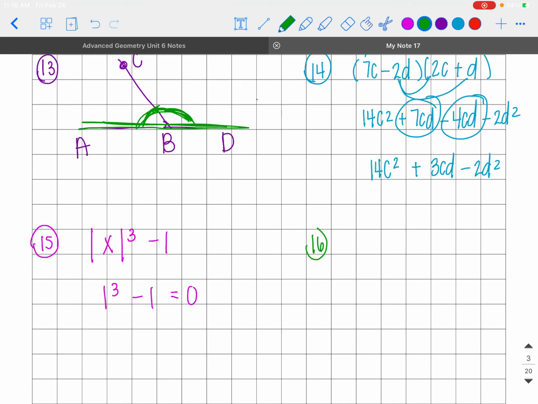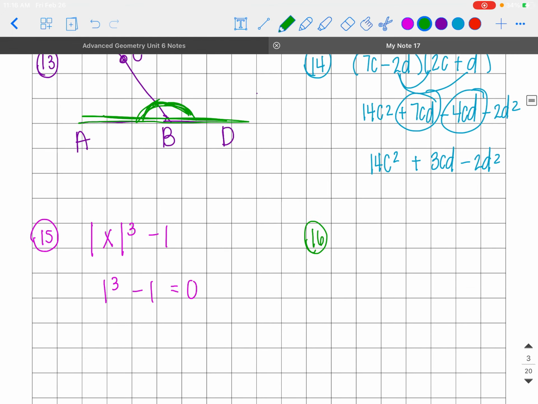Number 16. We have 24 students. 8 of them got A's. 11 got a B. 3 got a C.